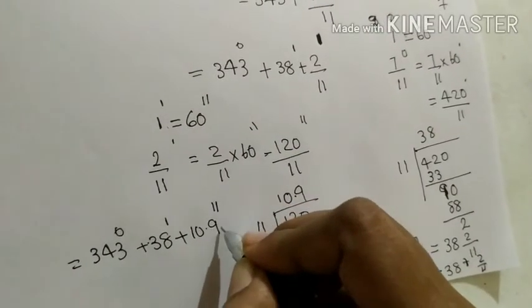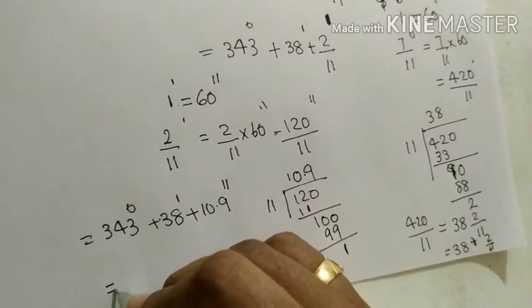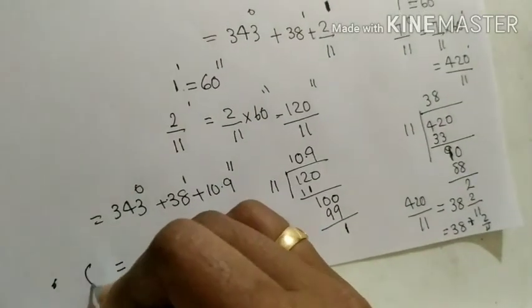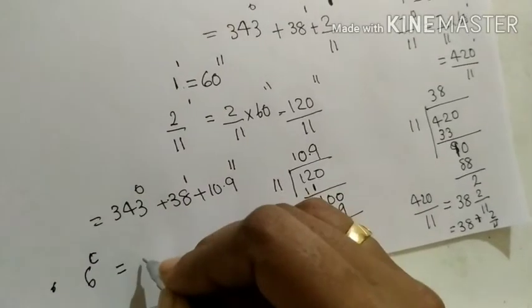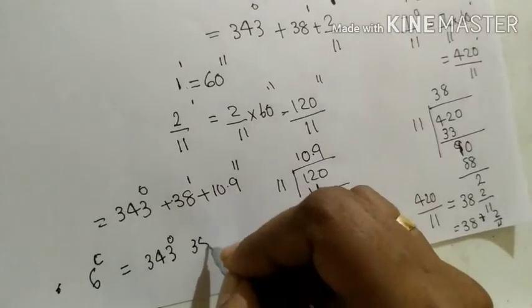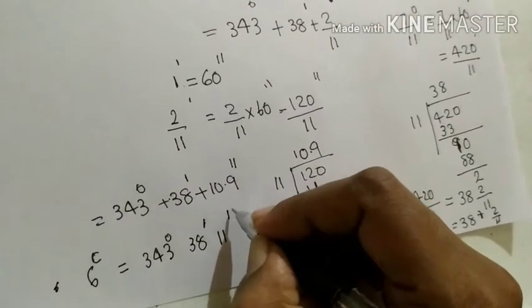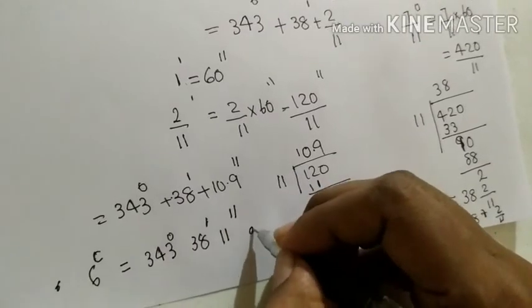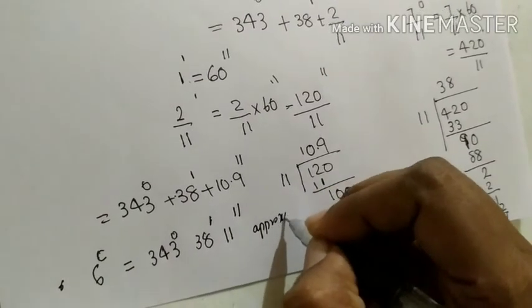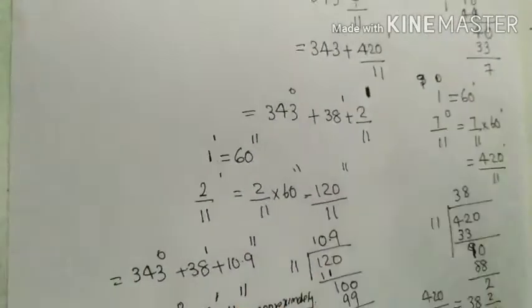And 10.9 is approximately equal to 11, right? So we can write that 6 radian is equivalent to 343 degree 38 minute 11 second approximately. Okay, I hope you understood.